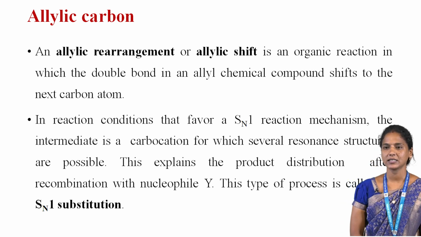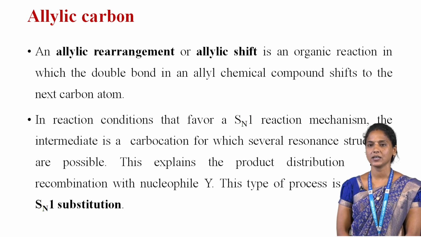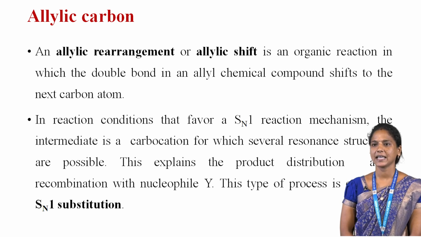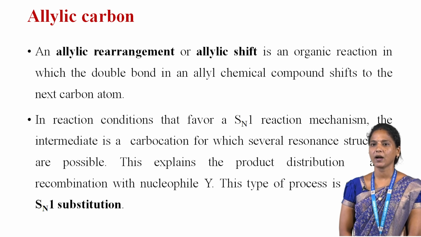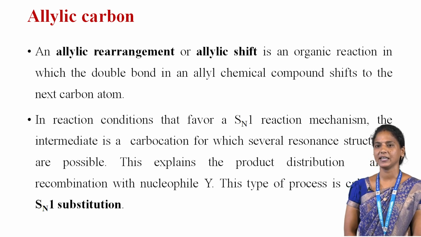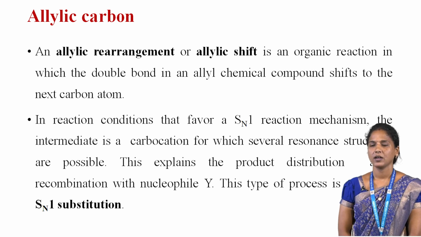The intermediate is a carbocation for which several resonance structures are possible. This explains the product distribution, or product split, after recombination with the nucleophile. This type of process is called an SN1 substitution.